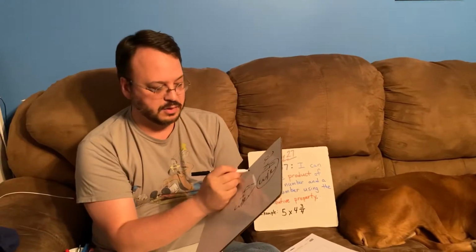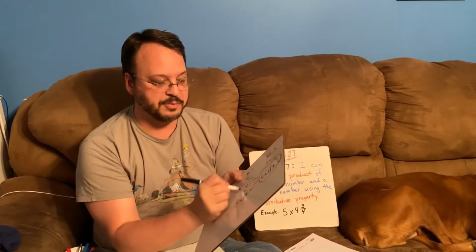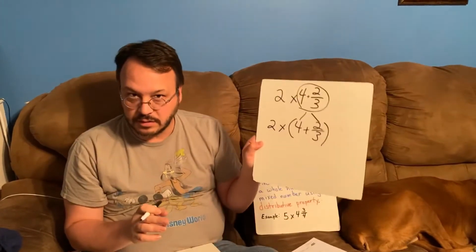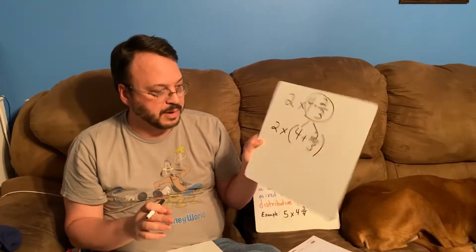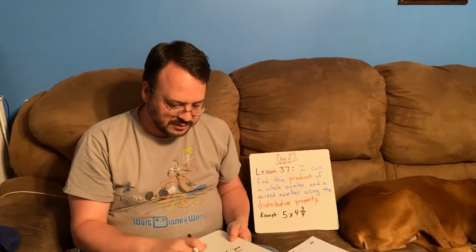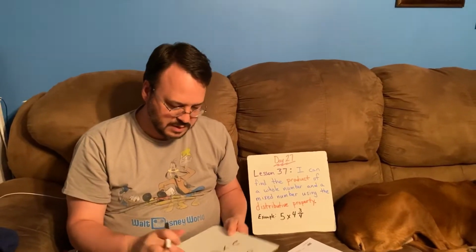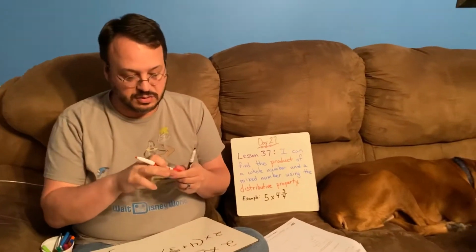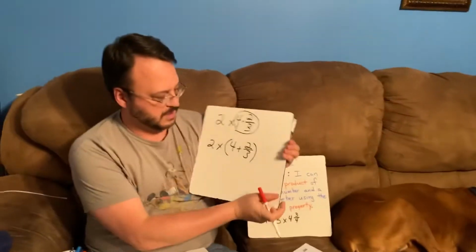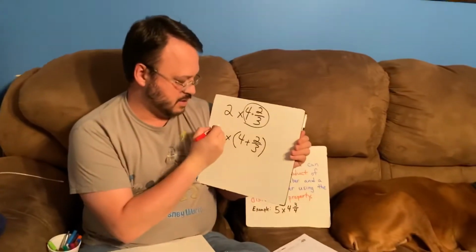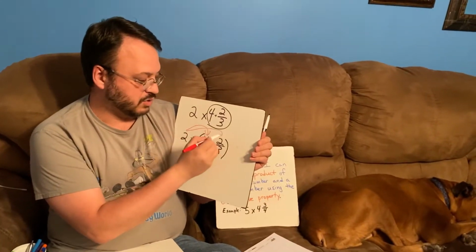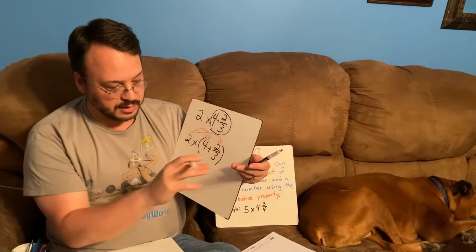Now, when I see that 4 2/3, I'm going to say, well, I've got 2 times, and now I'll put my parentheses here. This should look a lot like what I was just showing in the distributive property problem. Let me erase my little lines here. And now what I'm going to do is I'm going to distribute, let me get a different color marker, that 2 as 2 times 4, and also 2 times 2/3.